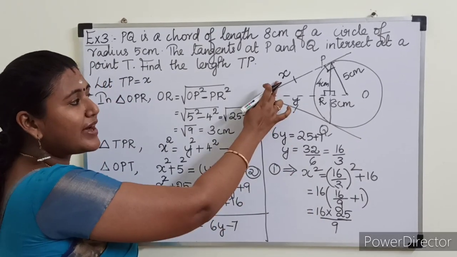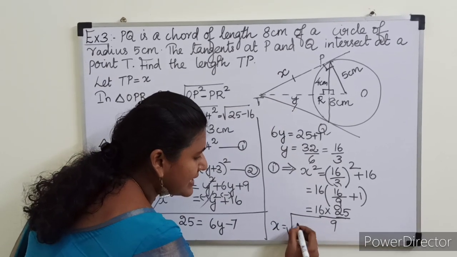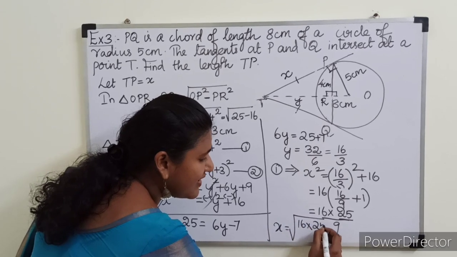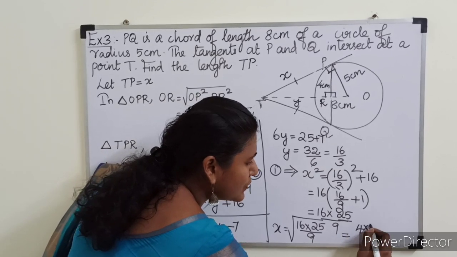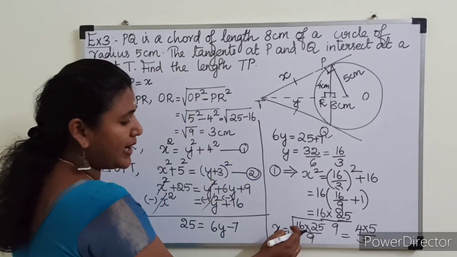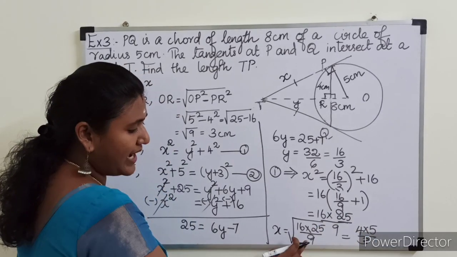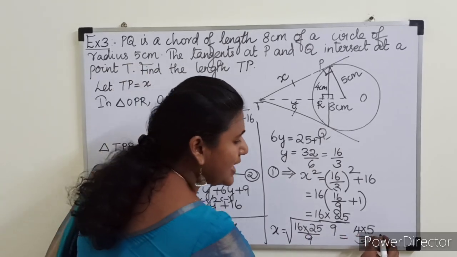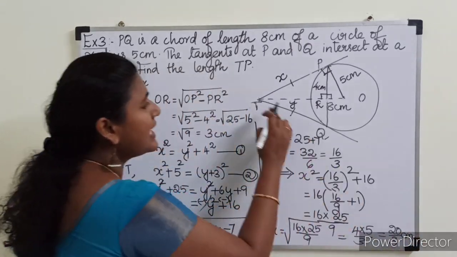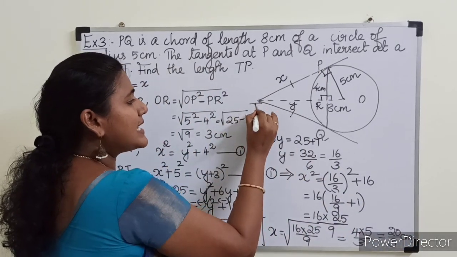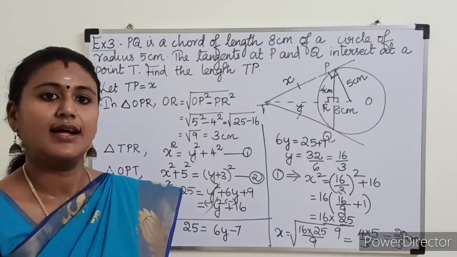So we have to find the value of x. We take the square root now, of 16 into 25 by 9, that is equal to 4 into 5 by 3. We take the square root of each number: the square root of 16 is 4, the square root of 25 is 5, and the square root of 9 is 3. So the answer is 20 by 3 centimeter. That is, the length of the tangent TP is equal to 20 by 3 centimeter. Thank you, students.